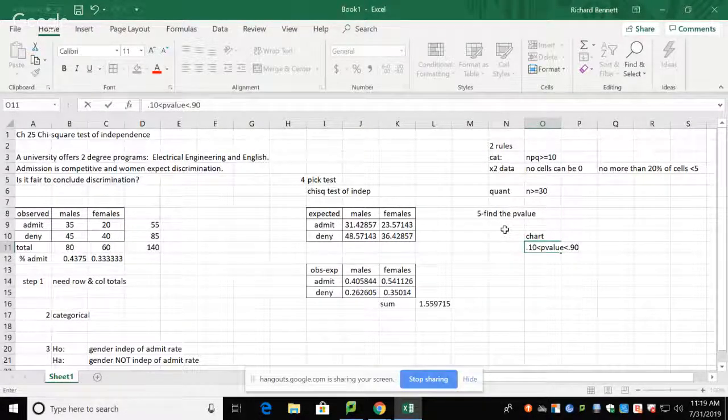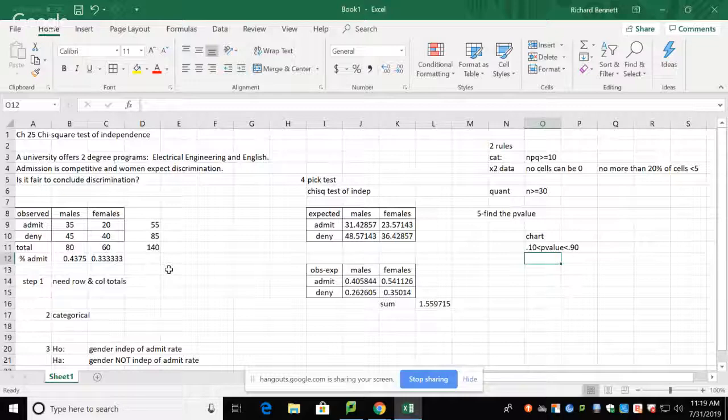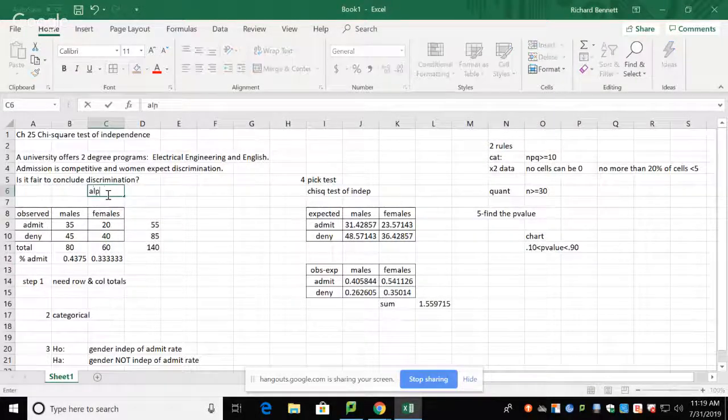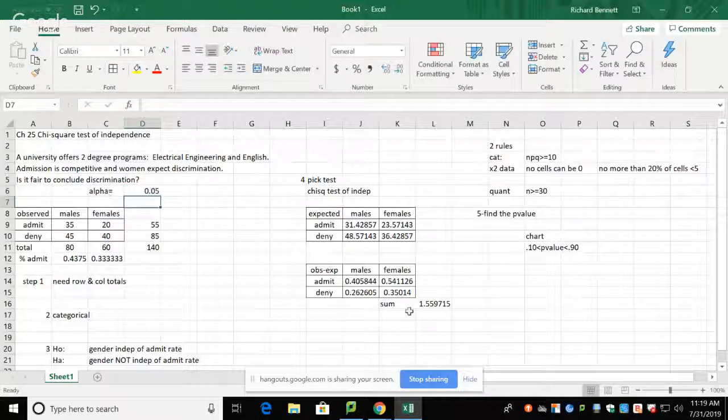Now what are we assuming our alpha is? We forgot to mention that. Alpha is 0.05. So based on the chart, question number 6 is reject or not, right? Do I reject or do I not reject?